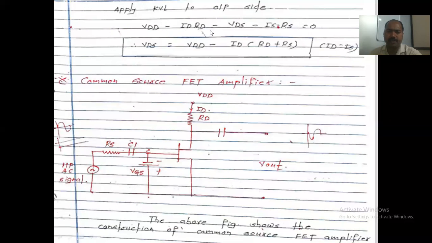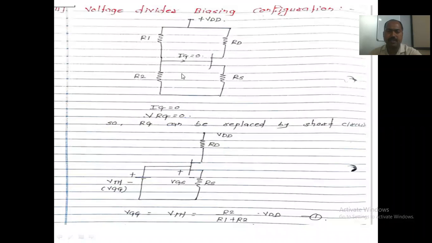Plus VDD minus ID into RD minus VDS minus IS into RS. Again, for the IS we put ID. So your equation is VDD minus ID into RD minus VDS minus ID into RS. Now see, we put the same thing with respect to VDS, so VDS equal to VDD minus ID into RD. Now taking VDD as it is, minus ID taken as common, ID times RD plus RS. This is the equation with respect to your voltage divider biasing output equation.